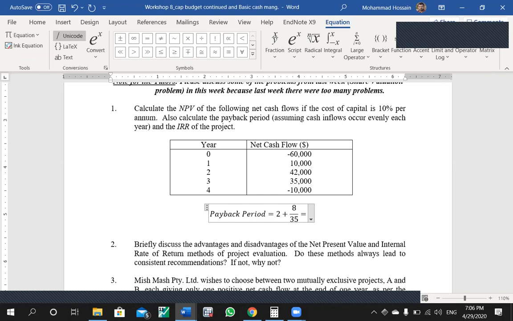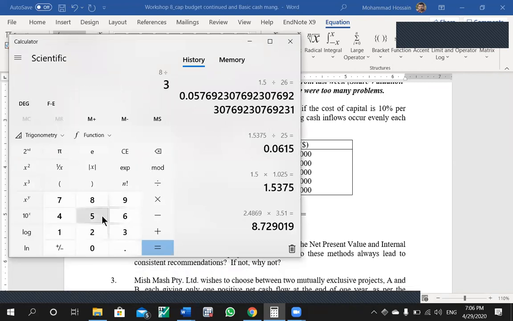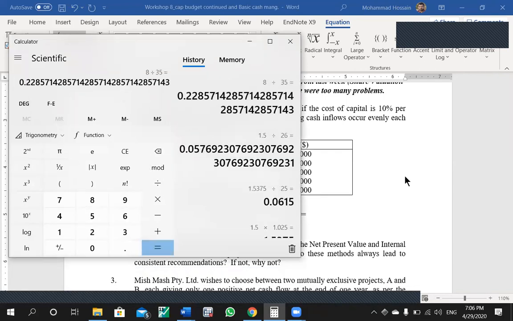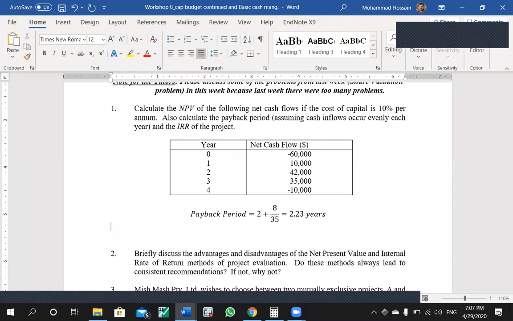How much will it be? Let me calculate it. 8 by 35 is about 0.23, so 2.23. Yes, payback period done. Then talking about net present value, now we'll be talking about net present values. If you talk about net present value, we will say this.